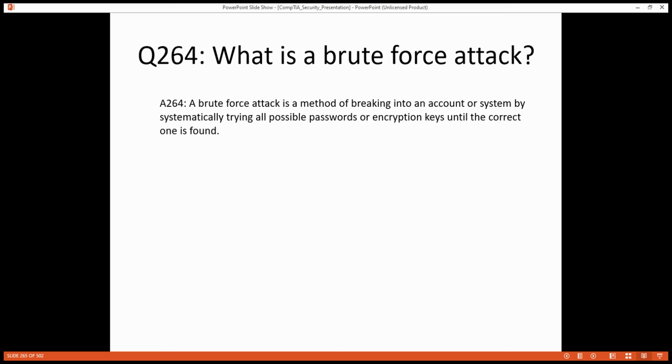Q264. What is a brute force attack? A264. A brute force attack is a method of breaking into an account or system by systematically trying all possible passwords or encryption keys until the correct one is found.